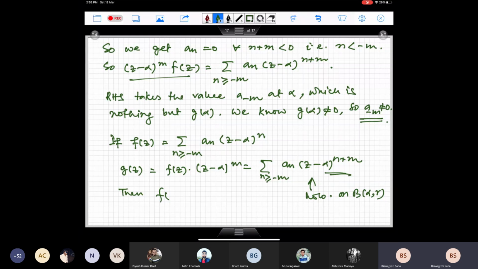And in fact this has the same radius of convergence, like you have seen already: the sum over n greater than or equal to 0 of a_n x power n, and the sum over n greater than or equal to minus m of a_n x power n plus m. They have the same radius of convergence. It doesn't matter really. Here it's only a matter of changing a few coefficients, or adding a few extra coefficients in the beginning.